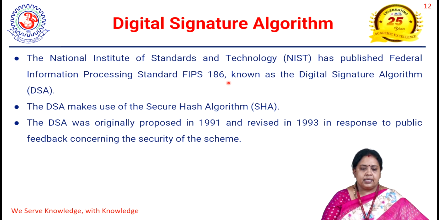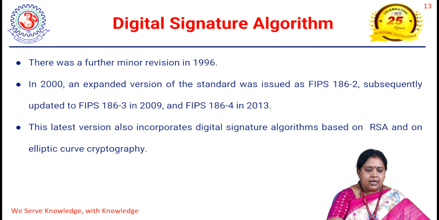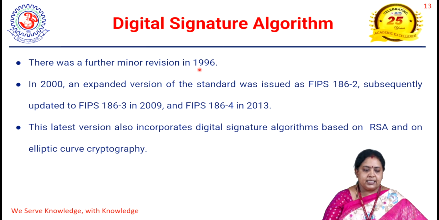So this digital signature standard has been published by NIST under FIPS 186, and this DSA approach makes use of a secure hash algorithm. DSA was originally proposed in 1991. Later it was revised in 1993. Then minor revisions came in 1996, and in 2000 an expanded version was published. In 2009 it was revised, and in 2013 also it was revised.